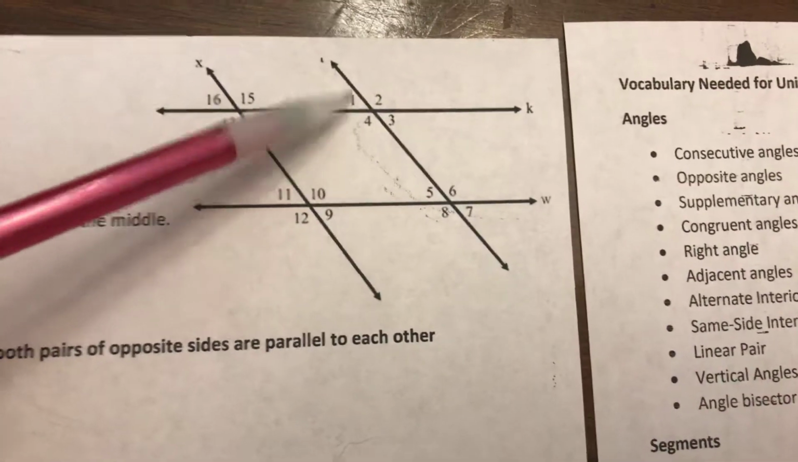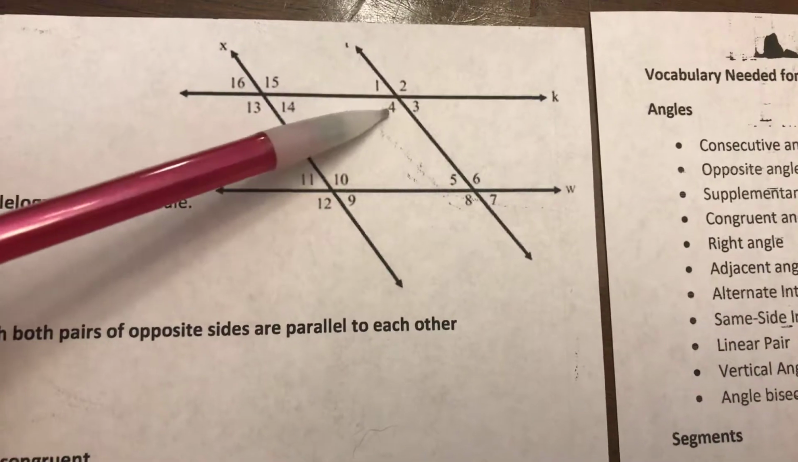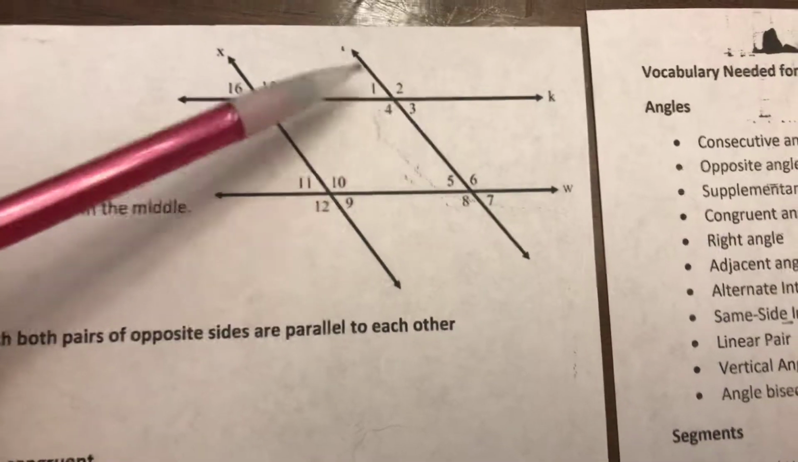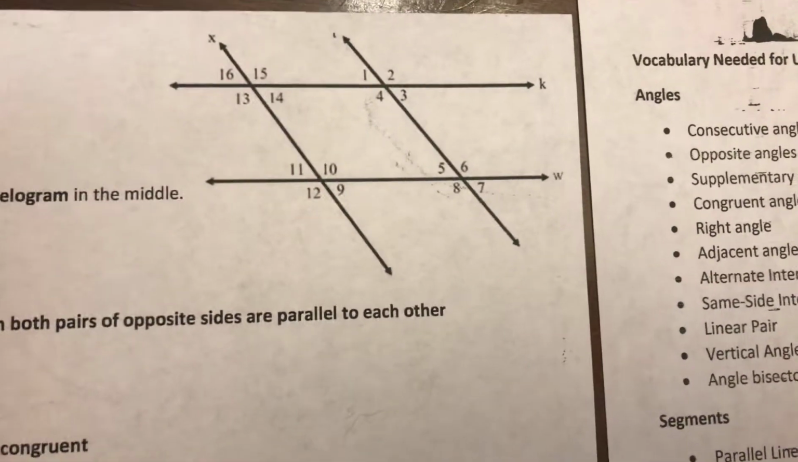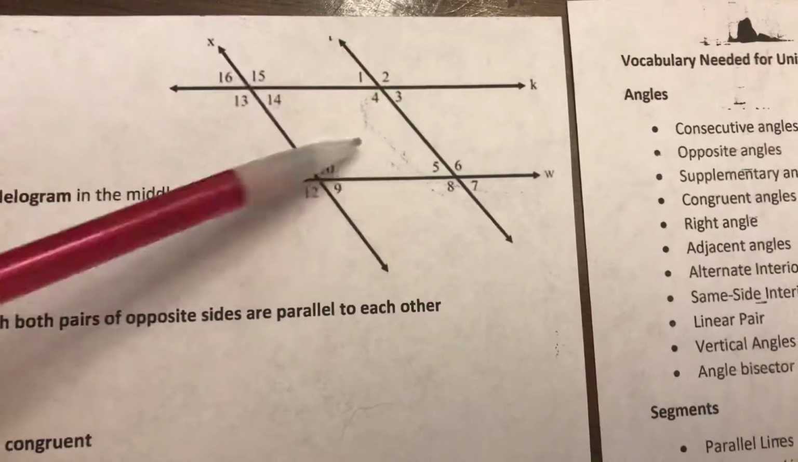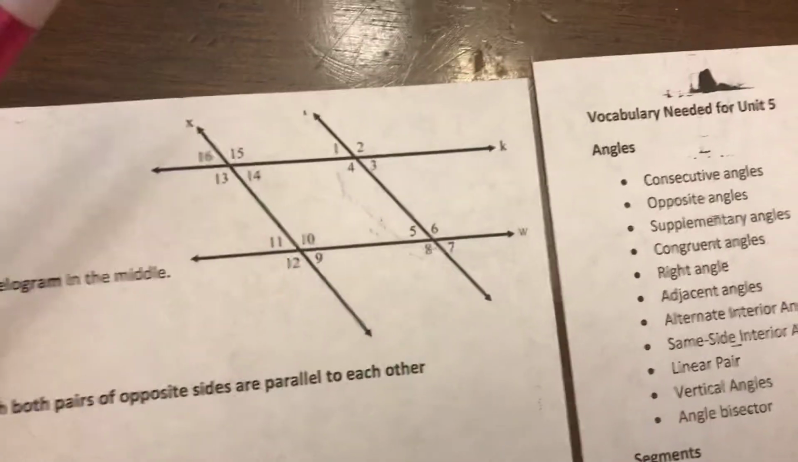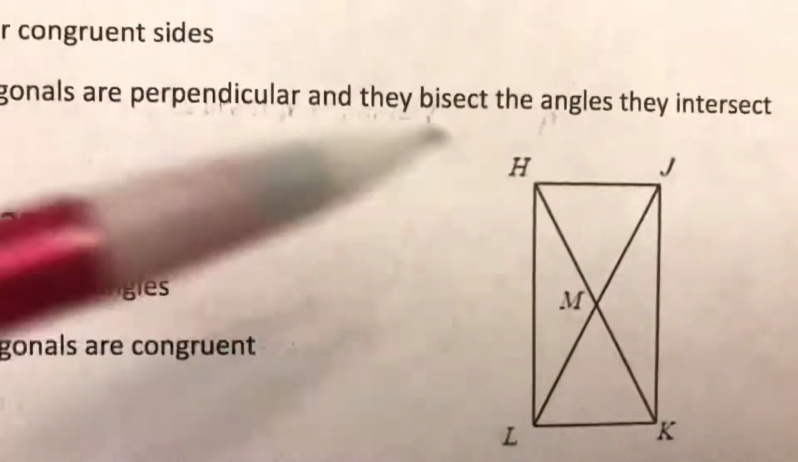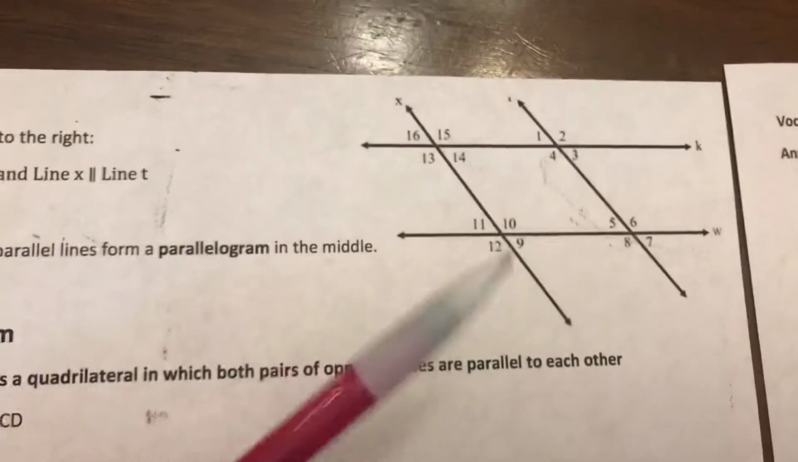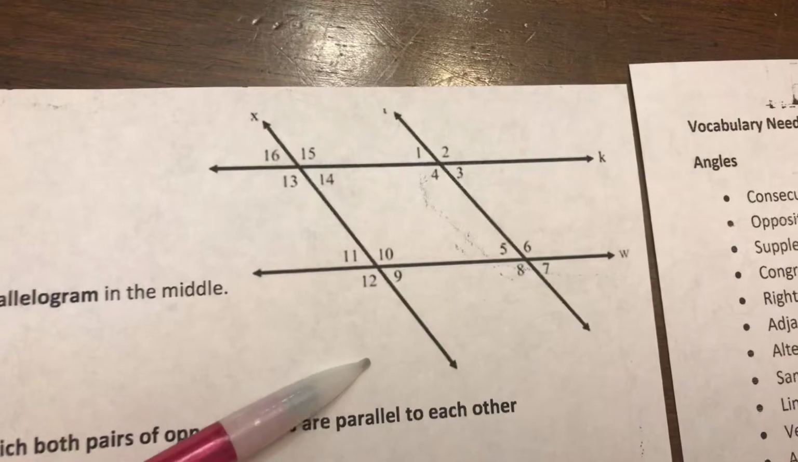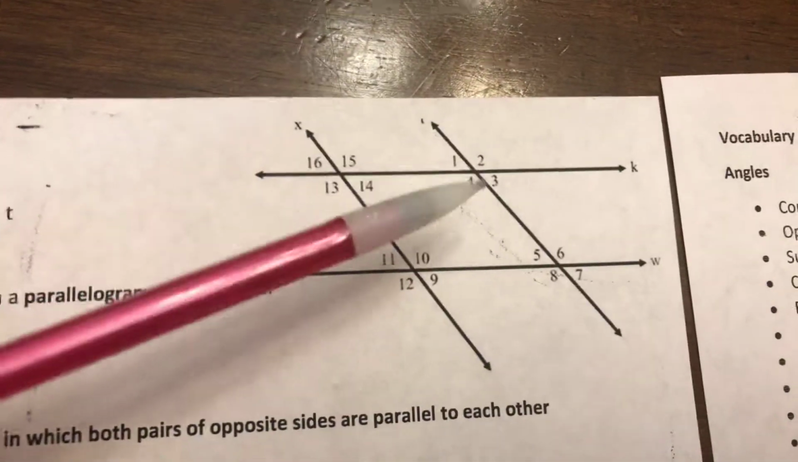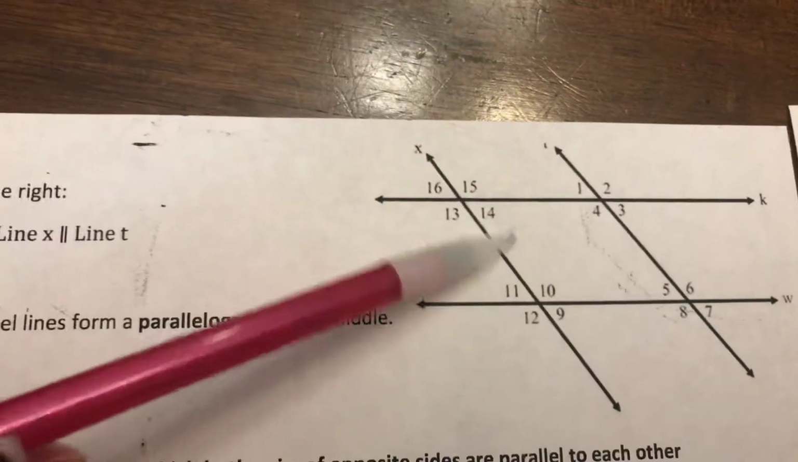Congruent angles are angles that have the same measure. So 2, 4, 6, and 8, those would all be congruent angles. Right angles are angles whose measure is 90 degrees. There are none listed here, but an example would be angle JHL there. Adjacent angles are angles that share a side and a vertex. So an example of an adjacent angle would be 14 and 13.